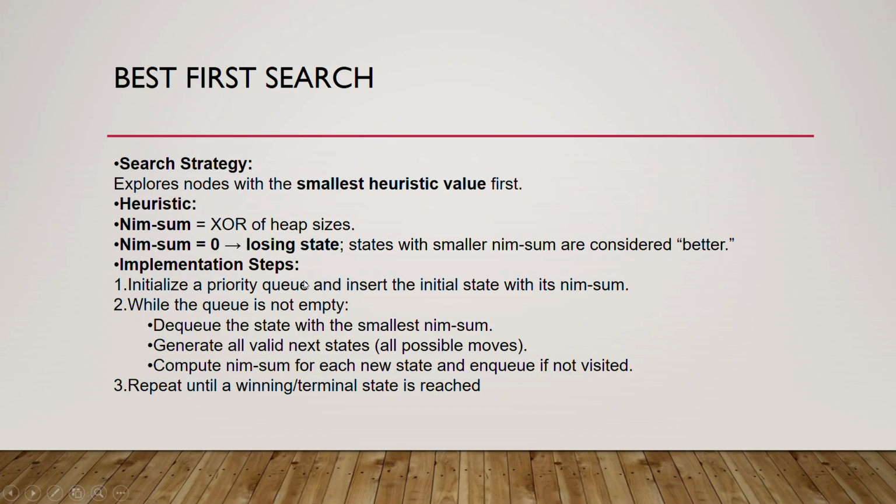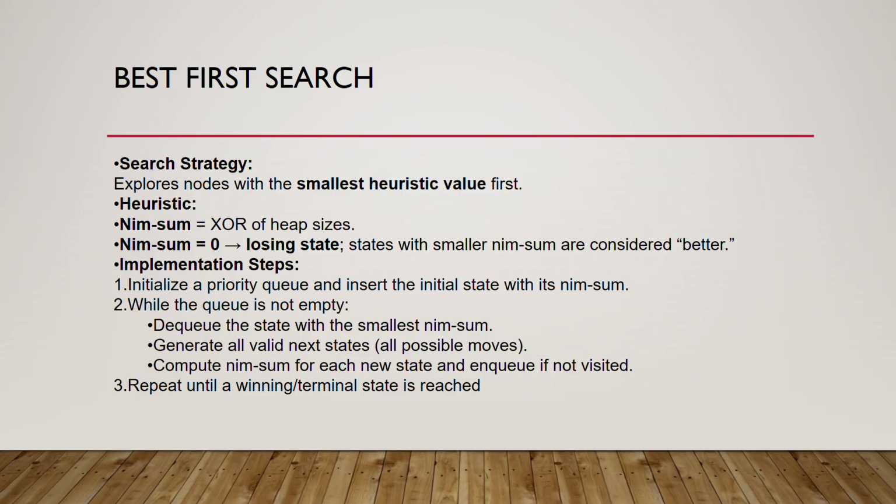Coming to the best first search algorithm. The search strategy is we explore the nodes with the smallest heuristic value first. The heuristic value which we take here is called the nim sum, which is nothing but the XOR of the heap sizes. Nim sum 0 means it is a losing state. States with smaller nim sum are considered better.